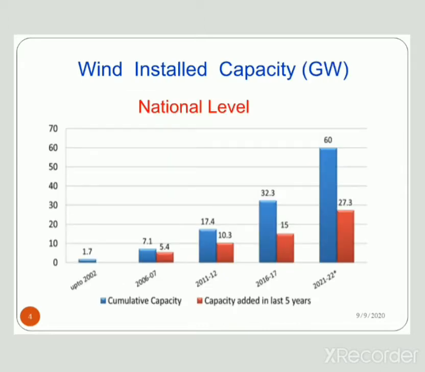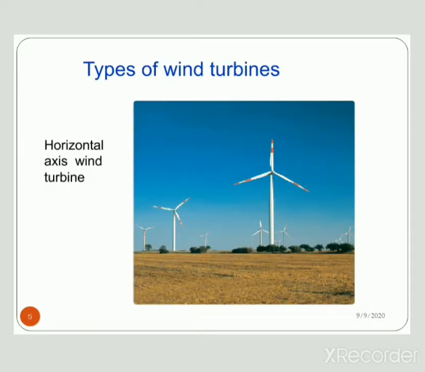The next slide is for wind installed capacity. This is the graphical presentation of wind installed capacity at the national level, year wise from 2002 up to 2021-22. The blue color indicates cumulative capacity and the red color indicates the capacity added in the last 5 years. According to that presentation, we get information about how much the wind power plant capacity is going to be extended in India.